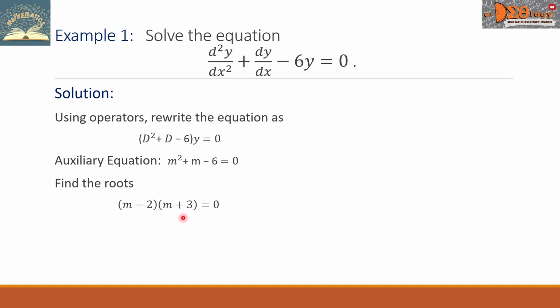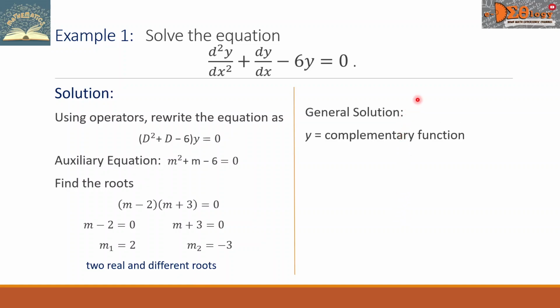We equate each factor to 0. We have now m minus 2 equals 0 and m plus 3 equals 0. Solving for m, we have m sub 1 equals 2 and m sub 2 equals negative 3. We can see that we have two real and different roots.